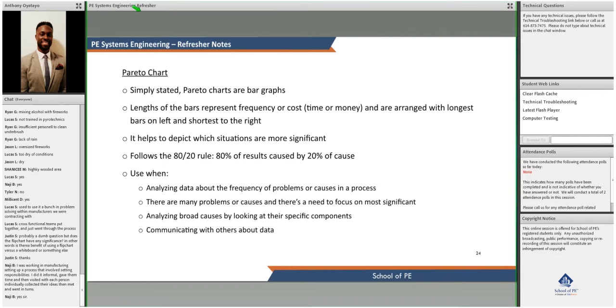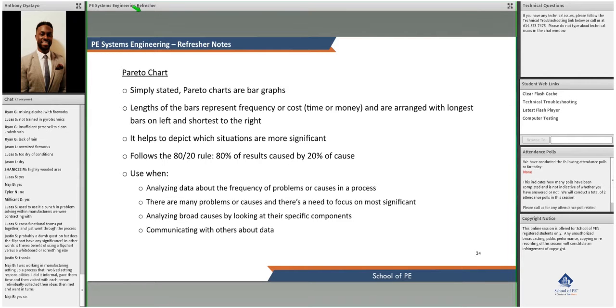Now, 80-20 is the general number that we give, but in your analysis, it's not always going to be 80-20. Right? It might be 70-30, 60-40, hopefully not, but you definitely want it to be in the 70-30, 80-20 range.